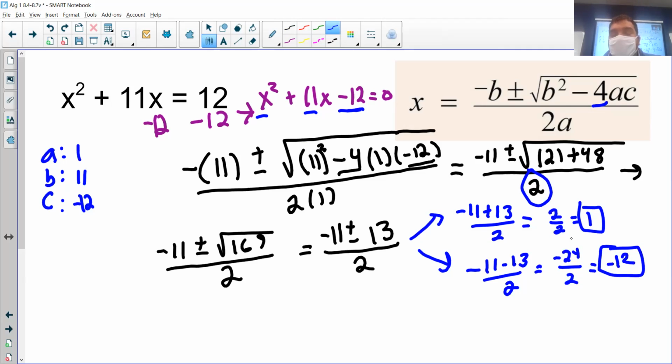So you got 1 and you get negative 12. You asked me for help and I want to make sure you get this. After you get the plus or minus, you split it into the plus and then the minus and you just finish it off. Do you understand that you split it into 2 pieces now?